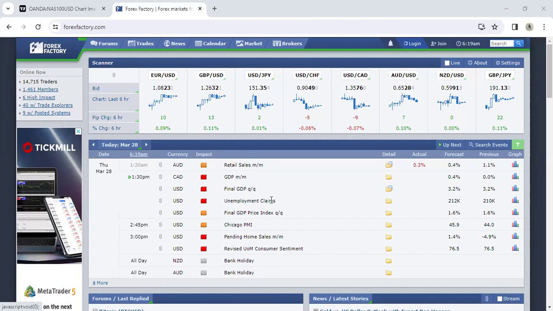All right, guys. So welcome to our usual market review. Let's start with Forex Factory. Let us have an idea of what the market is. Okay, so let's look at the news.